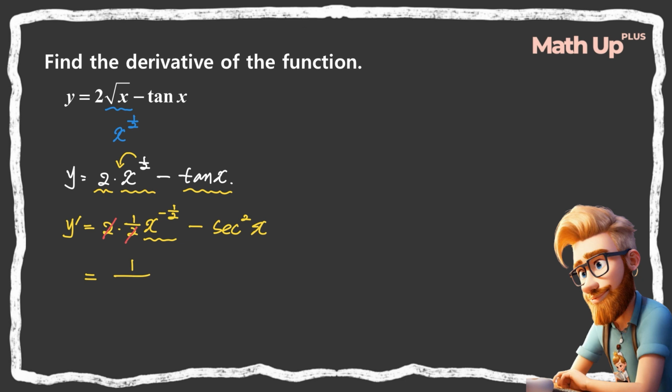That's 1 over x to the 1/2. X to the 1/2 is the square root of x, right? We have a minus a secant square x. So minus a secant square x. So y prime is 1 over the square root of x minus secant square x.